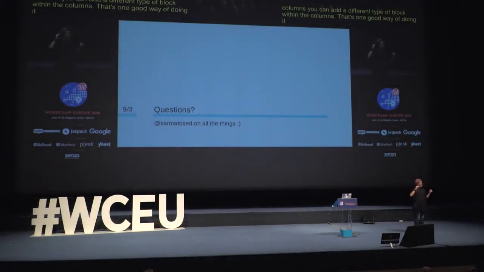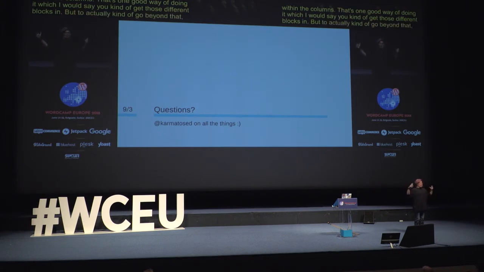And does that work with layout as well? You can. So with layout, for columns, you can add a different type of block within the columns. That's one good way of doing it. But to actually go beyond that, that's probably more the answer to your question, is when we get into more of the customization. That's great, thanks.